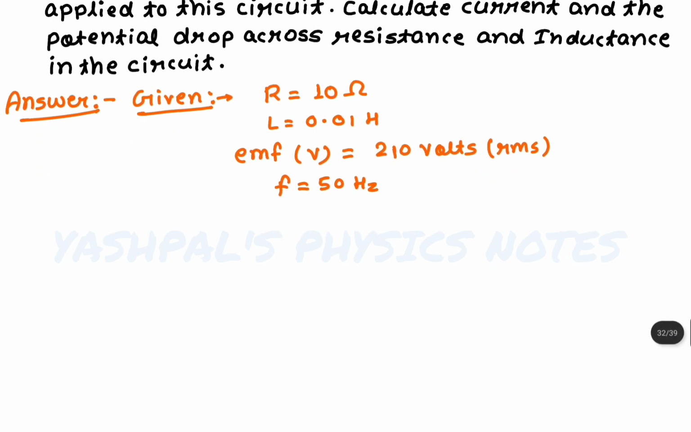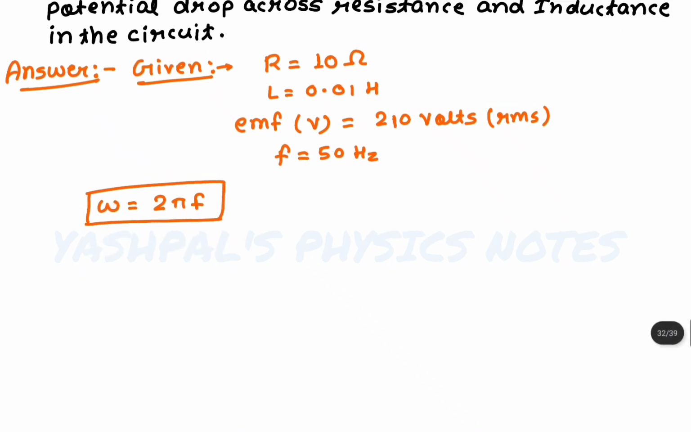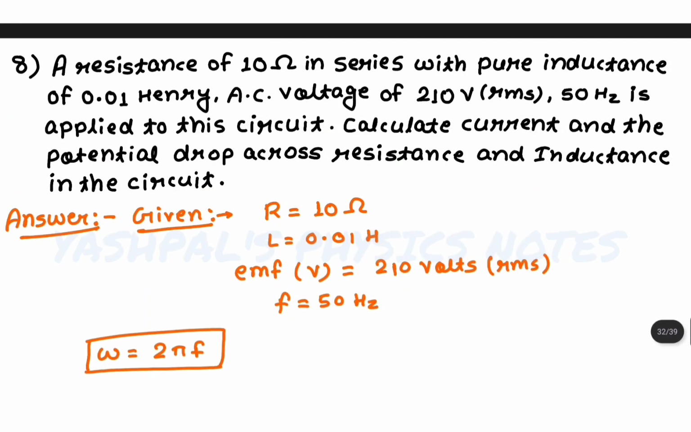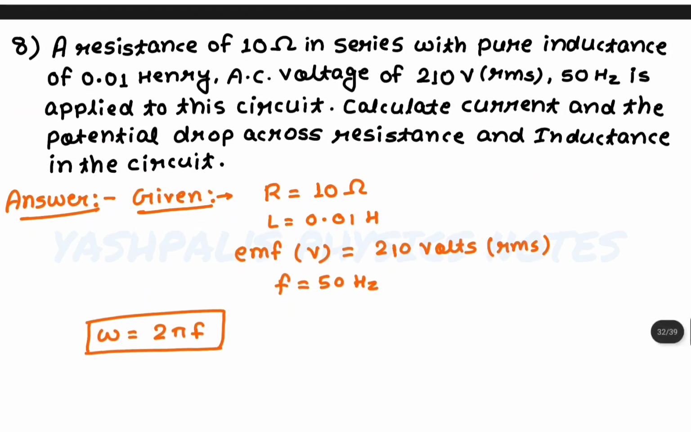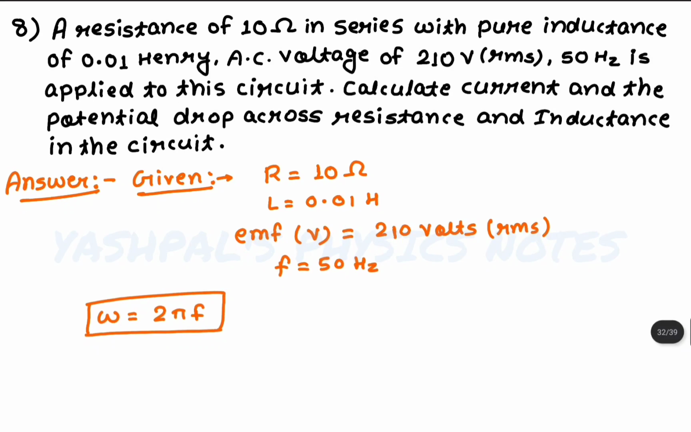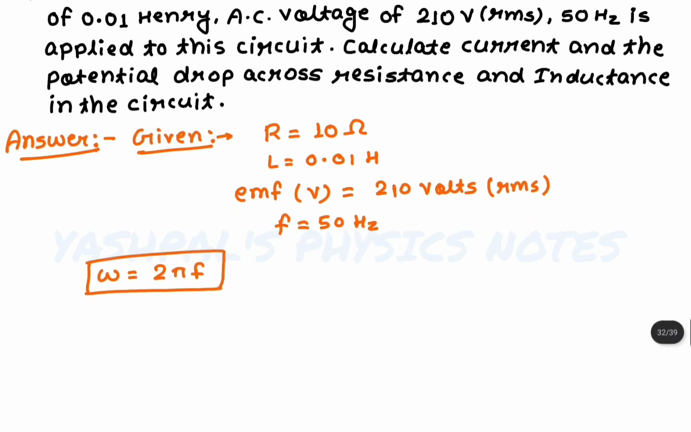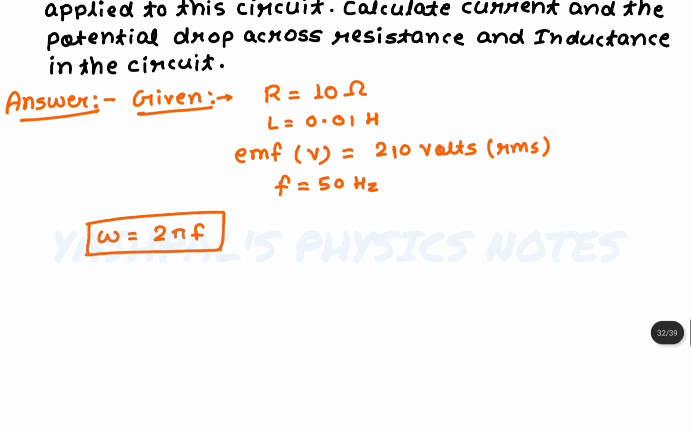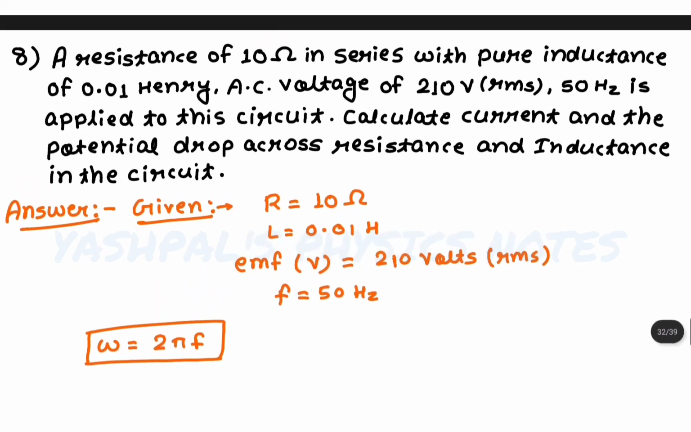Now calculate the current and the potential drop across resistance and inductance of the circuit. So here we will write omega. Remember that you can always write it if the value of f is given. Just try to write in terms of angular frequency, so it will get easy while substituting. We know that omega is 2 pi f, where omega is the angular frequency. Now what we are going to find is the potential drop across resistance. Potential drop across resistance is resistance into current.